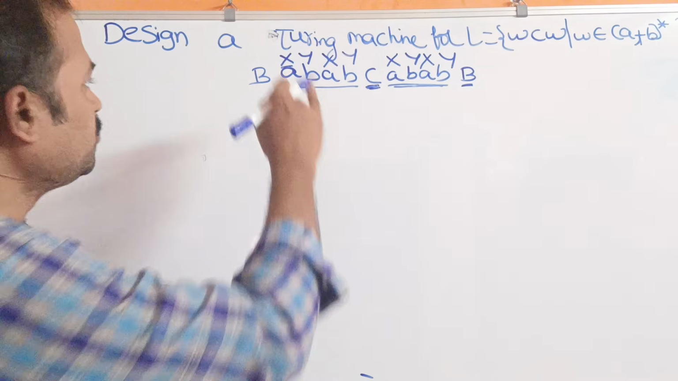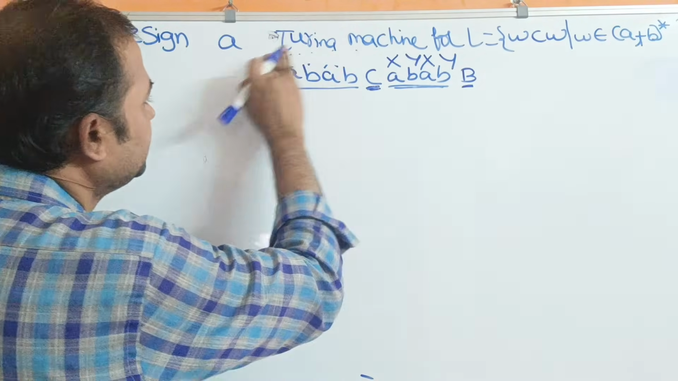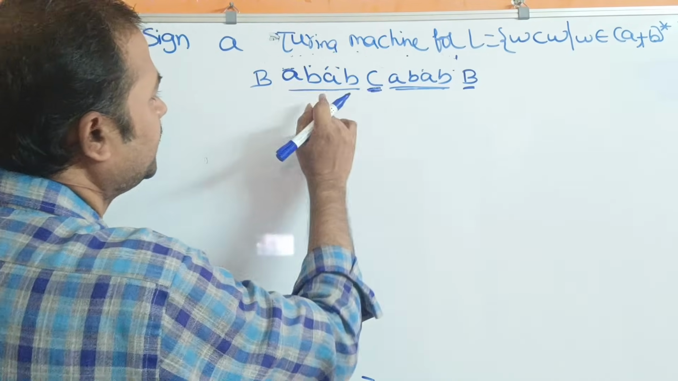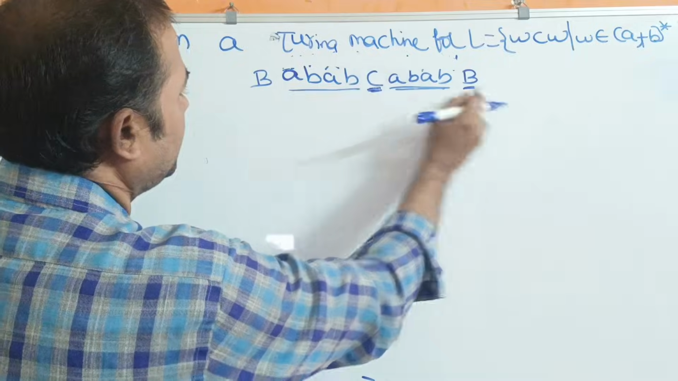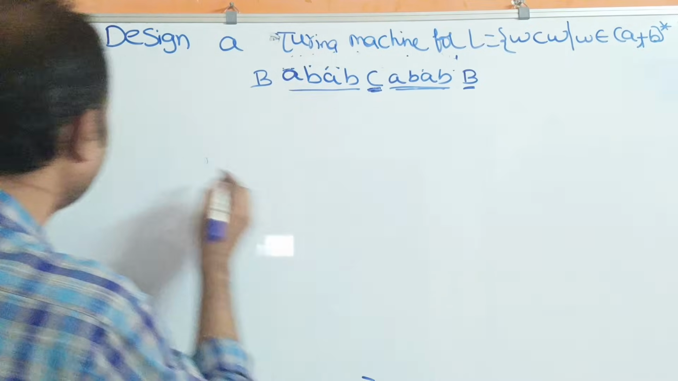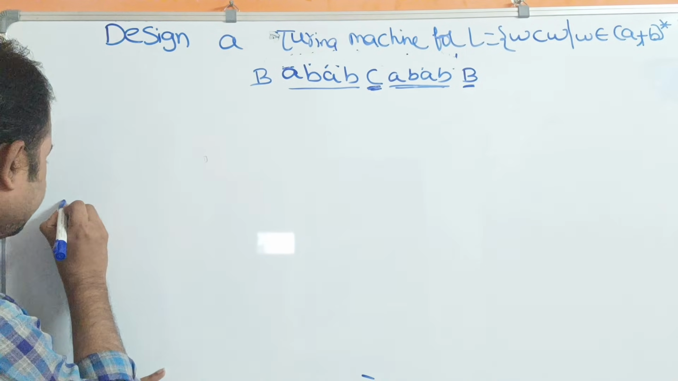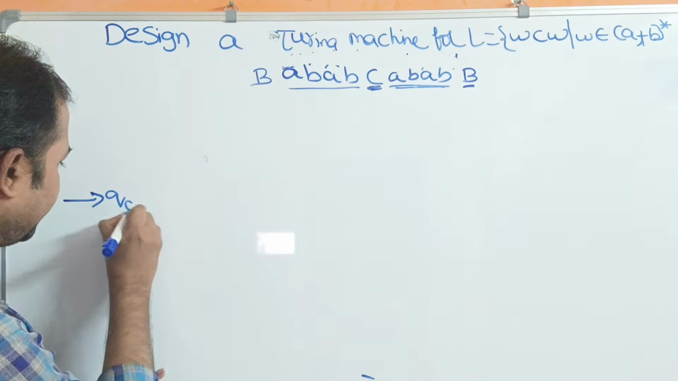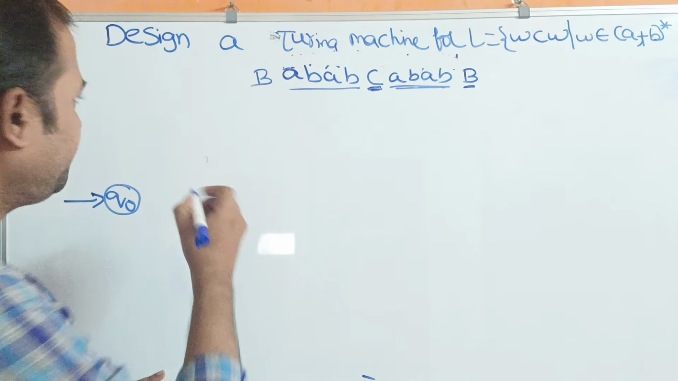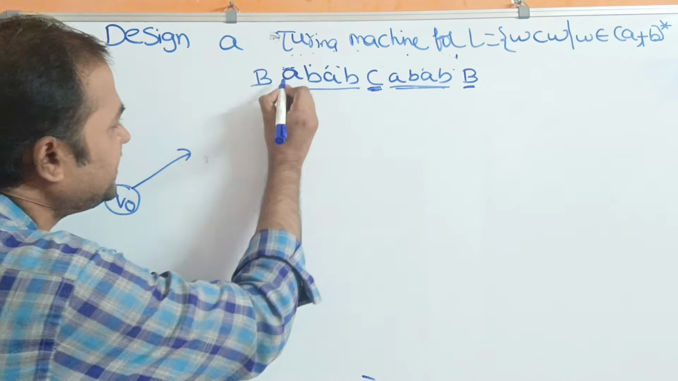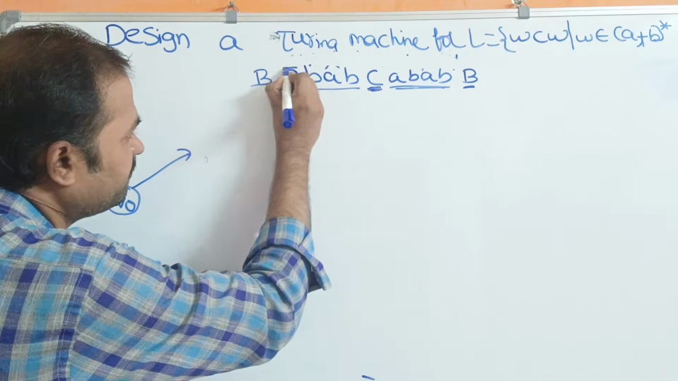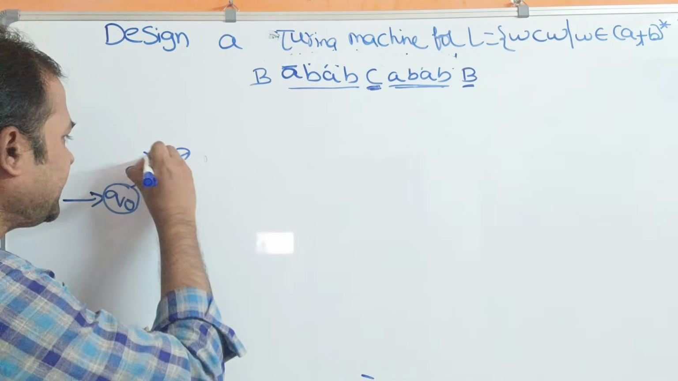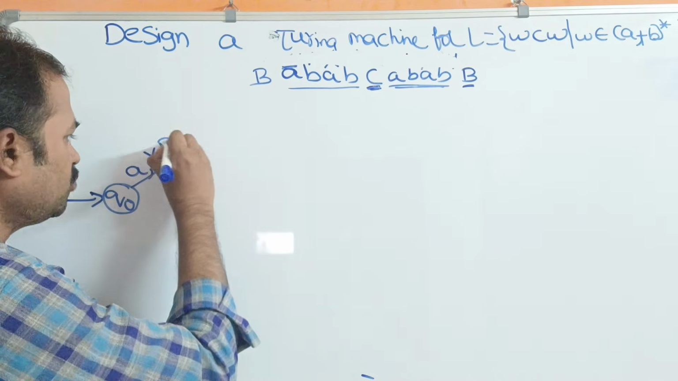So for this we have to design the Turing machine. Let us assume that this is the string we have: AB, AB, C, AB, AB. Before and after the string we have blank symbol. Let us assume that the initial state is Q0. Initially the read-write head is at A, the first character. If we read A on Q0, then replace A by X and move towards the right.